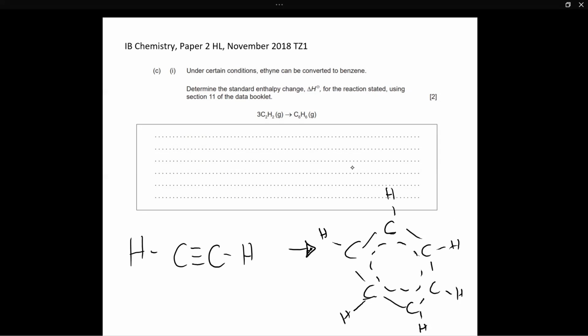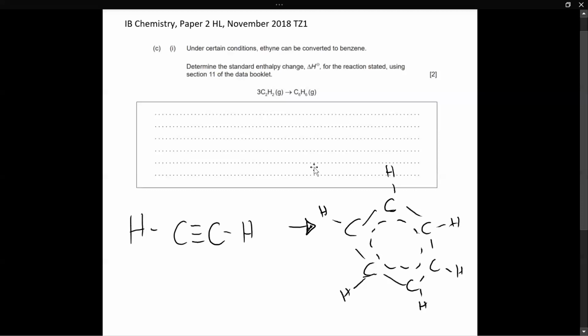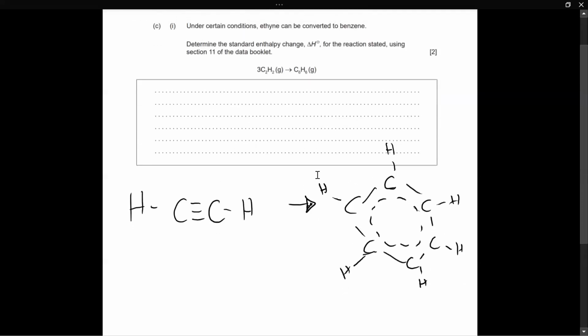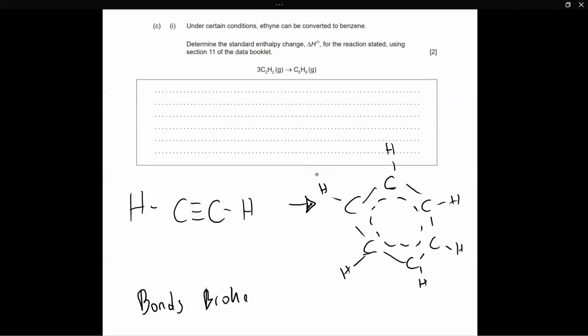Now let's get down to calculating the enthalpy change. The formula for calculating enthalpy change for this specific method, where we use bond enthalpies, is the enthalpy of bonds broken minus the enthalpy of bonds formed.